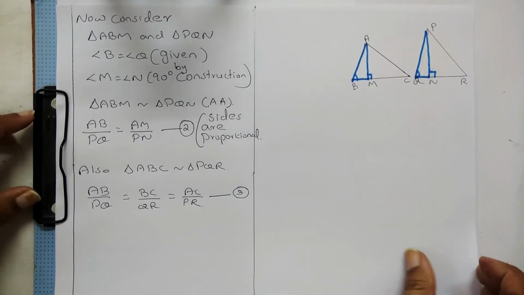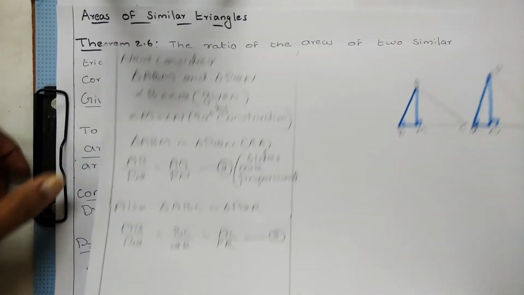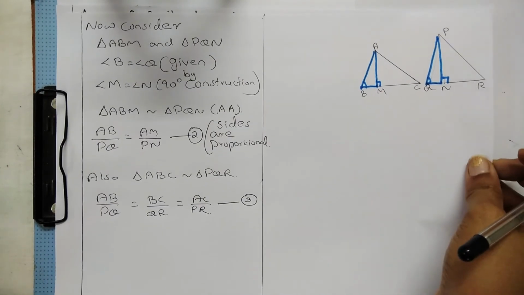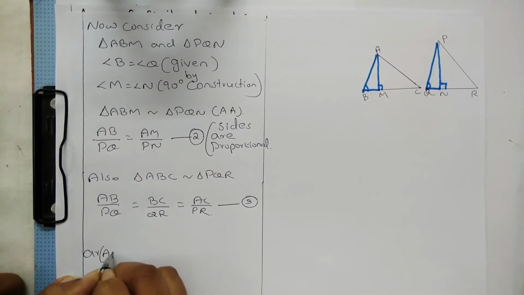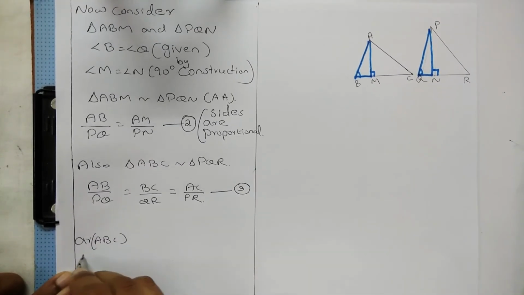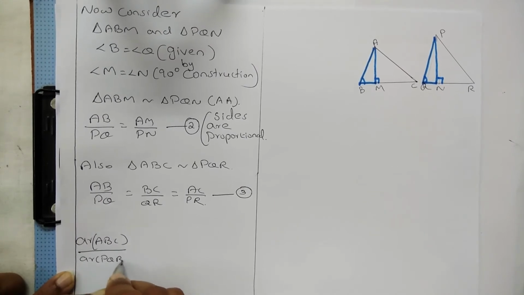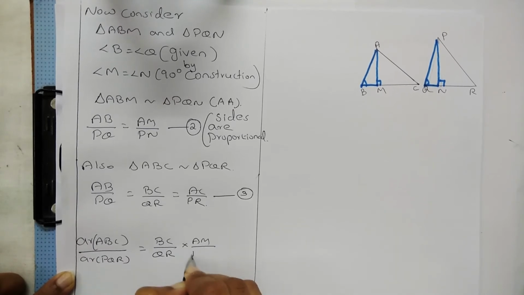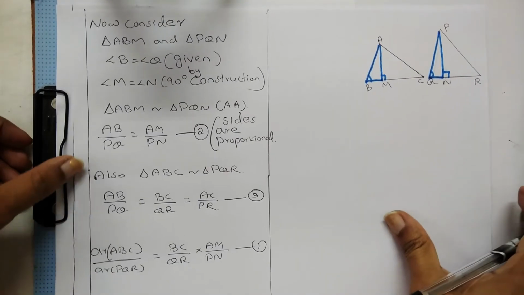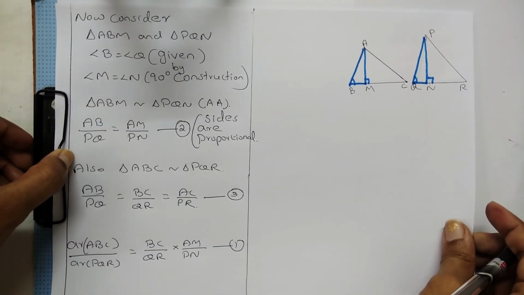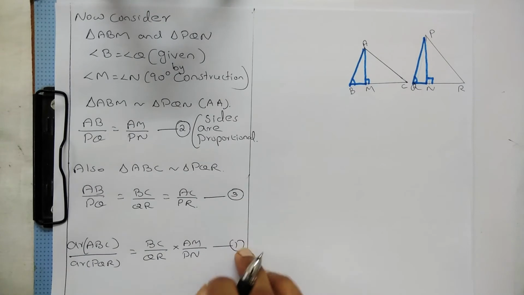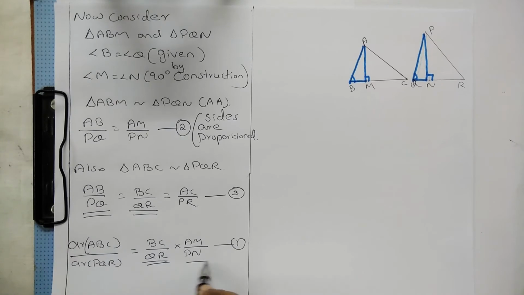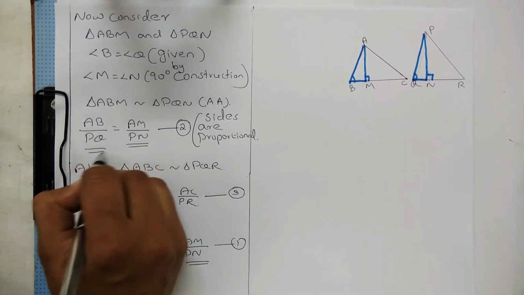Now you see equation 1, what they have given. Equation 1 is area of ABC divided by area of PQR is equal to BC by QR into AM by PN. This is our equation number 1. Clear? Now you see, from equation 1 and 3, what you will get: BC by QR is equal to AB by PQ, and AM by PN also will be equal to AB by PQ.